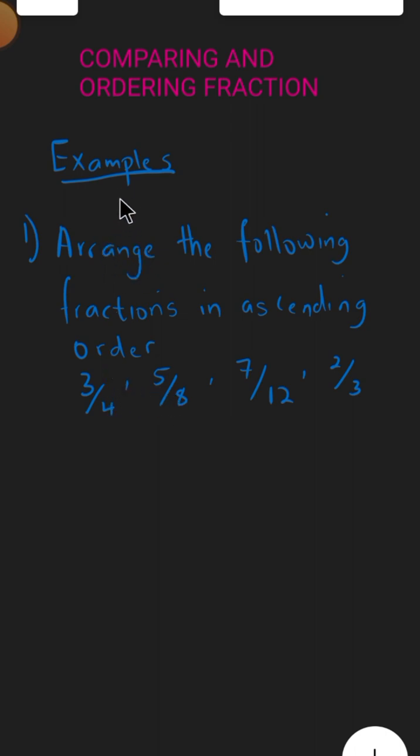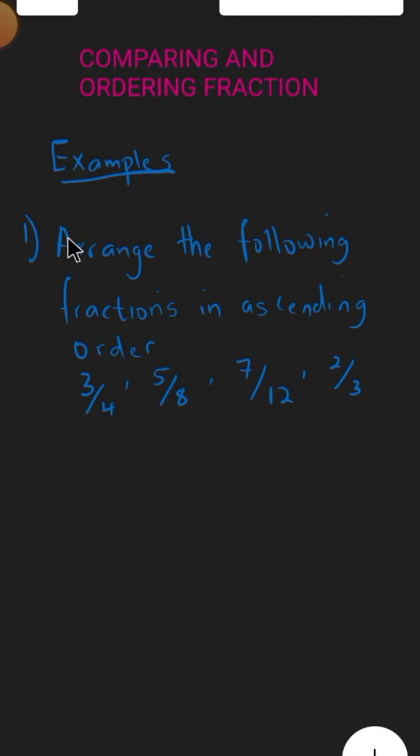Now take this example. The example says arrange the following fractions in ascending order. What is ascending order? Ascending order means from the smallest number to the biggest number. So we want to arrange in such a way that we start from a small number to a big number. But here's the challenge: these are fractions. How do we tell which fraction is smaller and which is bigger? There is a very simple way of doing that. I'm going to show us with 3 good examples in this teaching video. So sit tight and enjoy this class.